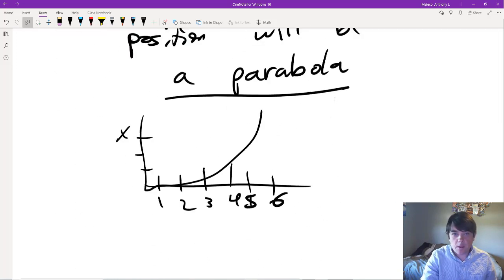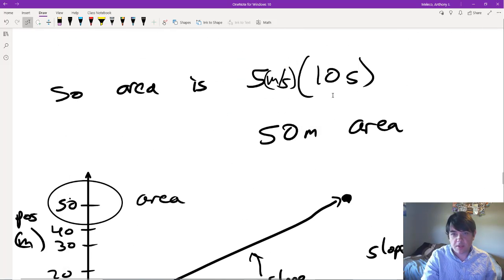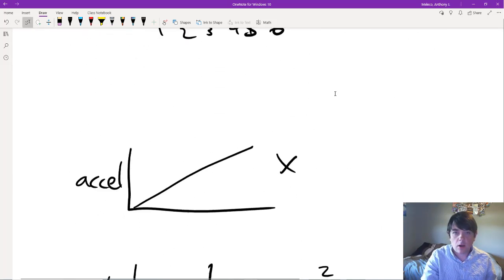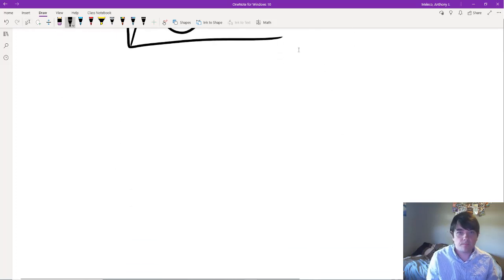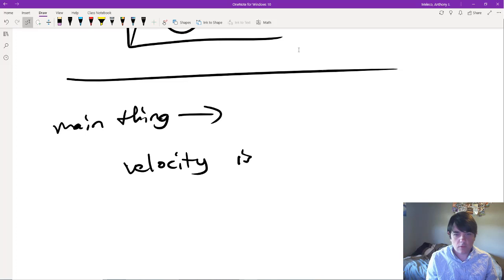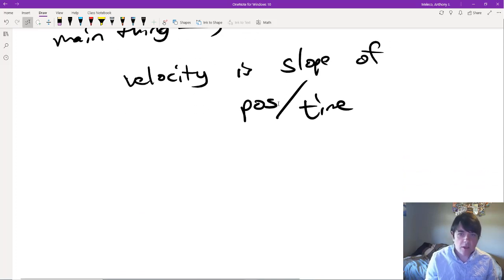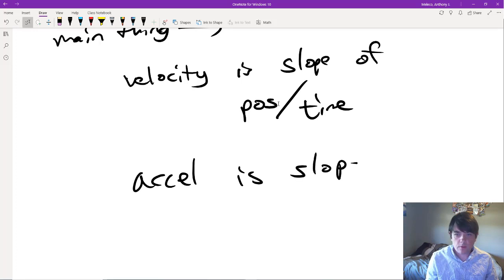So anyway, I just wanted to mention that in case you were curious. The main thing you need to get from this lecture is that velocity is the slope of position versus time, and accel is the slope of velocity versus time.